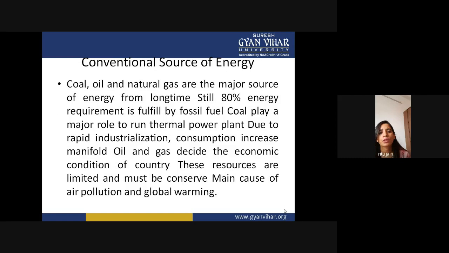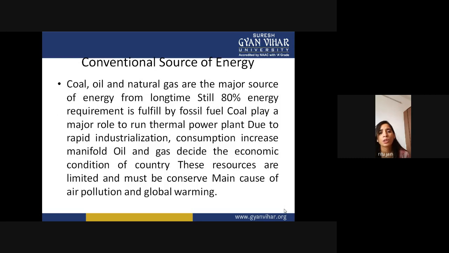But these fossil fuels will one day be depleted. For example, thermal power plants have a big role in the electricity field. 75% of electricity generation in India is through thermal power plants. Electricity is required in each and every field, whether commercial or industrial, so there is a large consumption of electricity, and that electricity is produced by coal, oil, and natural gas.